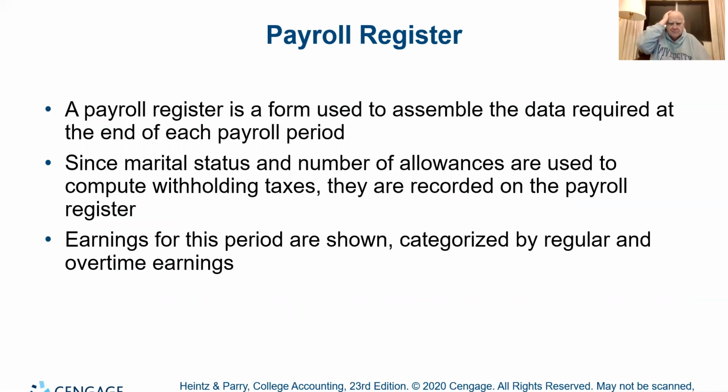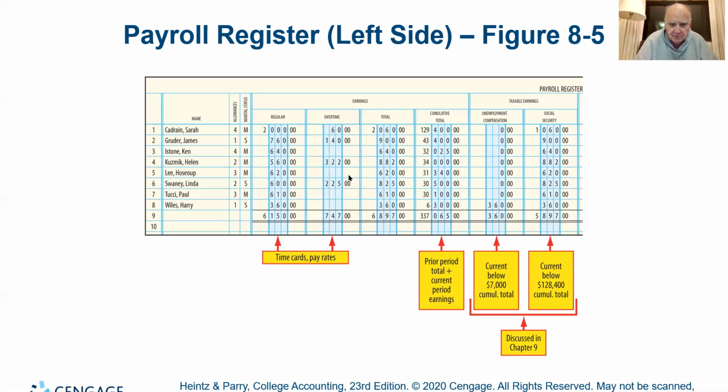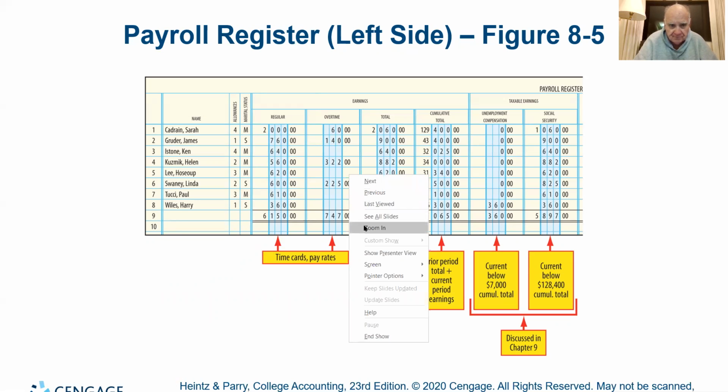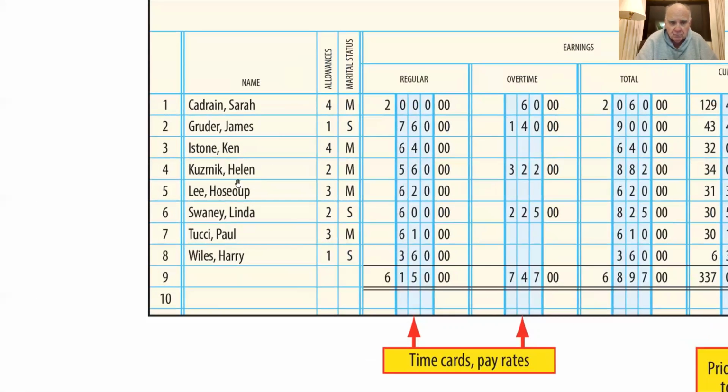So the payroll register, that's a form to assemble the data at the end of the pay period. Since marital status and number of allowances are used to compute withholding taxes, they are recorded on the payroll register. You want to see that to check your records. And earnings are categorized by regular and overtime. So here is a look at the payroll register, okay? Payroll register. Sarah Cadrain, she had 4 allowances and was married. That's called M4, married 4.